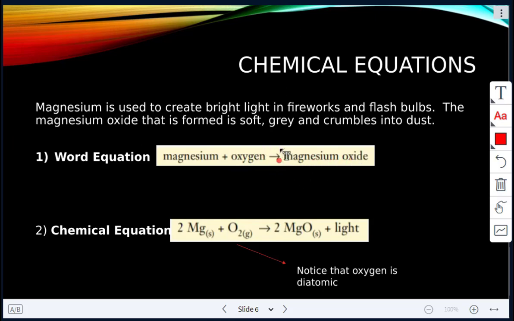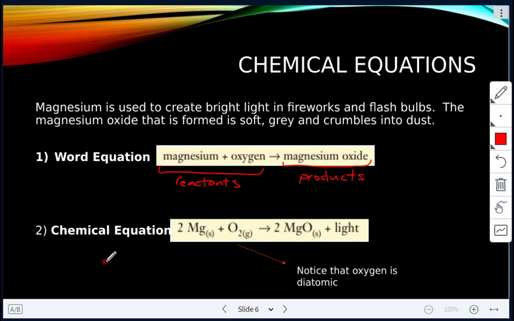We have an arrow in chemical reactions. On the left side of the arrow are the reactants, and on the right side of the arrow are the products. Magnesium and oxygen are the two reactants, and the product here is magnesium oxide.